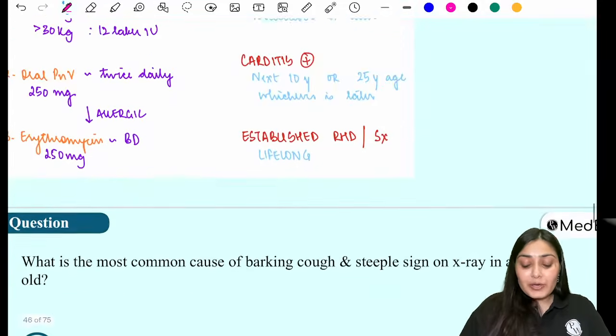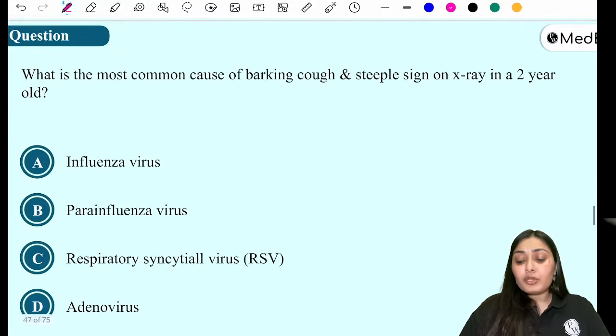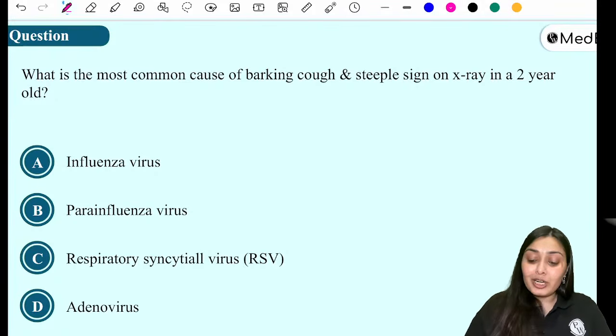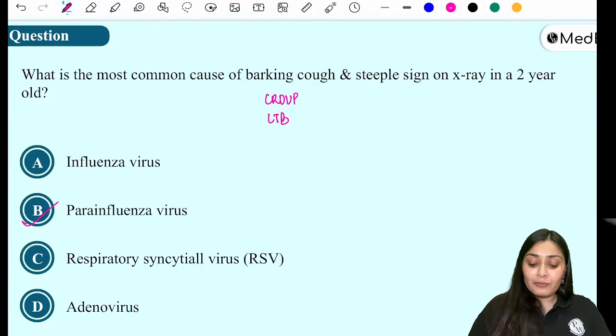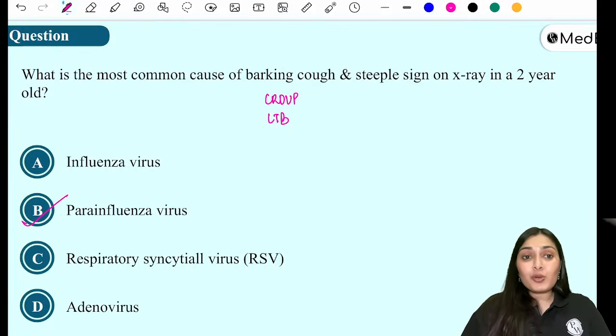Now let's move to the next question. What is the most common cause of barking cough and steeple sign on X-ray in a 2-year-old? Steeple sign, barking cough, 2-year-old child. These are very classical of the condition known as croup, that is laryngotracheobronchitis. And what is the most common organism causing this laryngotracheobronchitis? It's parainfluenza virus. Option B. Right? All other viruses can also cause this, but the most common cause is parainfluenza virus.